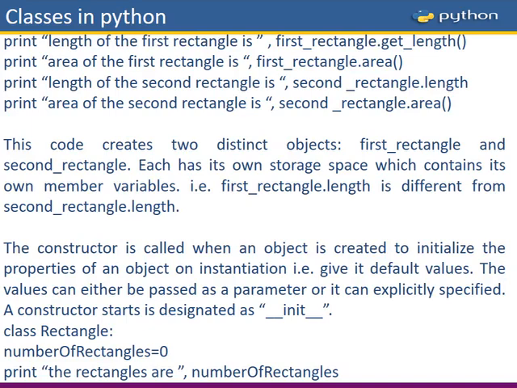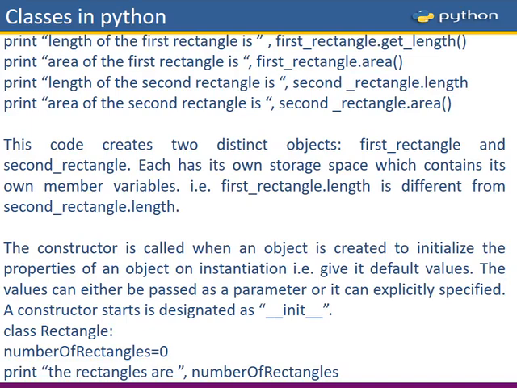The code above creates two distinct objects, the first rectangle and the second rectangle, and each has its own storage space that contains its own member variables. That is, first rectangle dot length is different from second rectangle dot length. So we can see each of these objects has its own member variables.